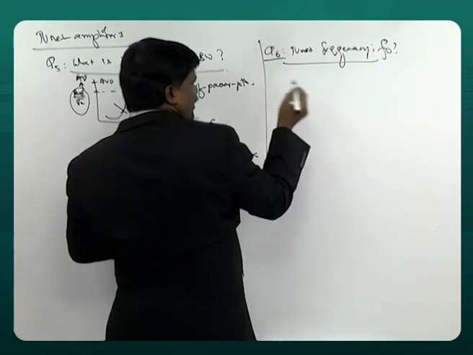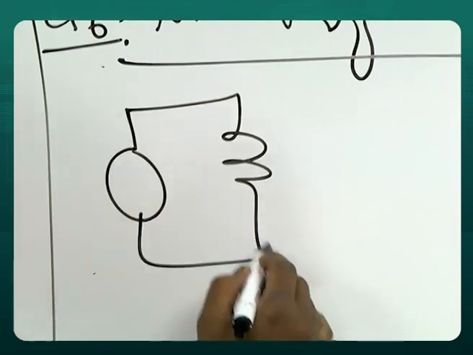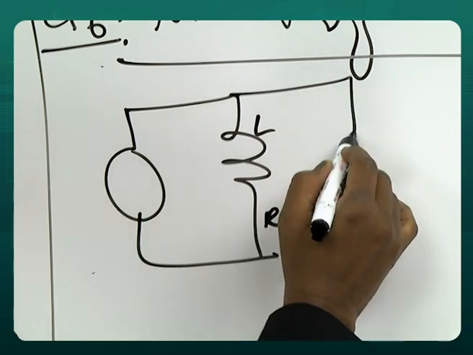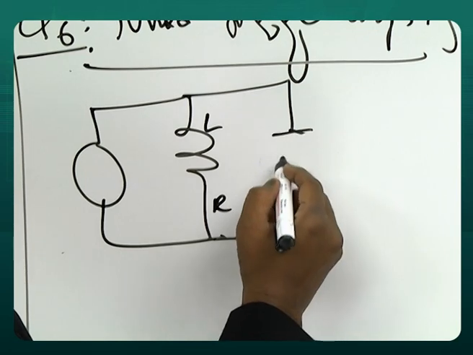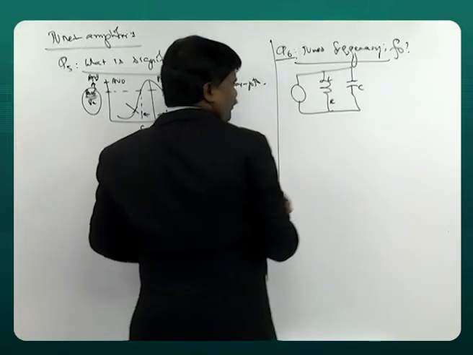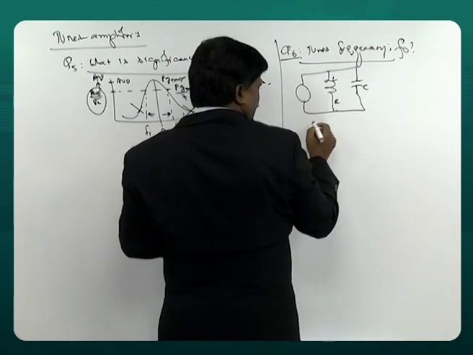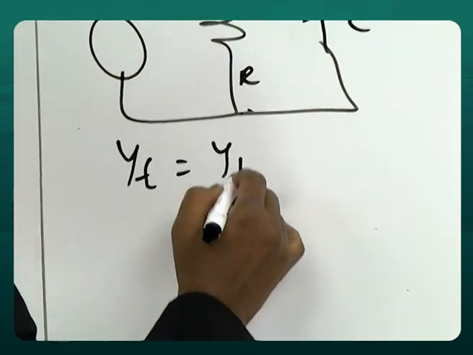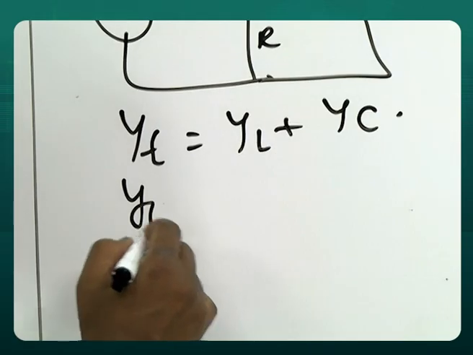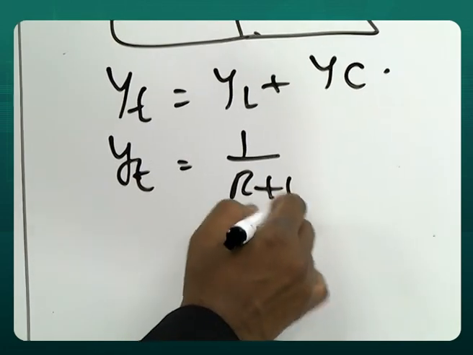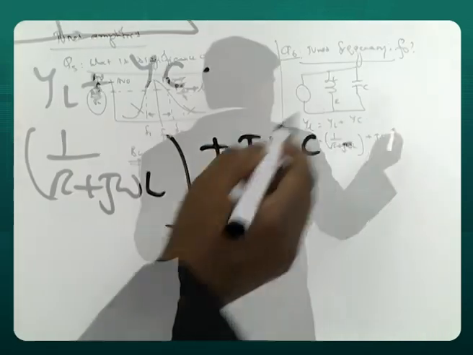For example, take a tuned frequency F0, for example this one: an LRC circuit. This being parallel, it is better to take admittance: admittance of L, admittance of C. So admittance is 1 by R plus j omega L, plus 1 by j omega C.